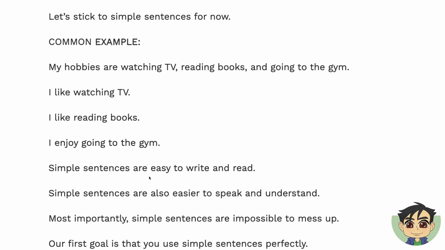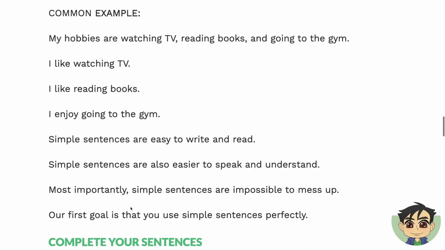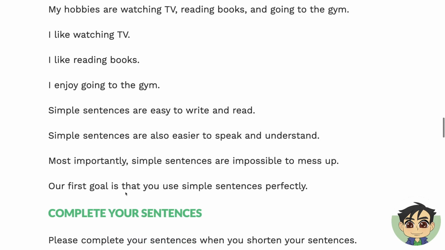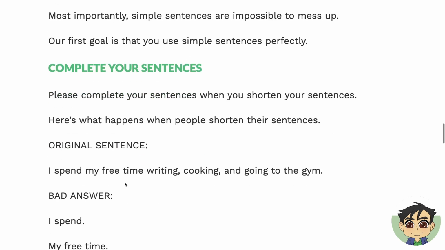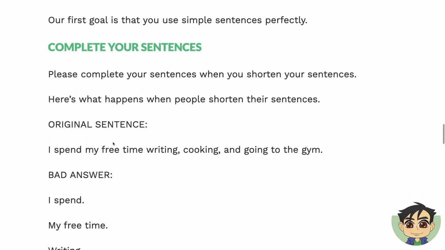Simple sentences are easy to read and write. As I've already mentioned, simple sentences are also easier to speak and understand. Most importantly, simple sentences are impossible to mess up. Our first goal is that you can use simple sentences perfectly. So I want you to complete your sentences when you chop your long sentences down. Please complete your sentences when you shorten your sentences.